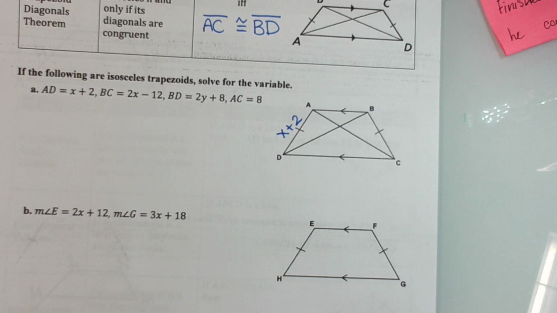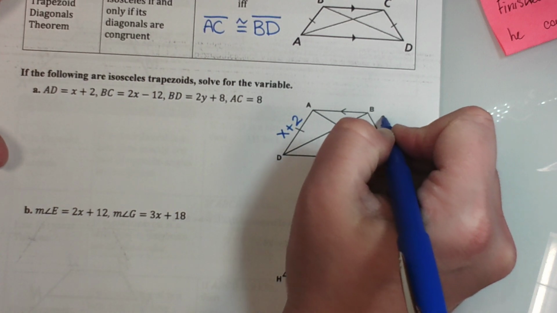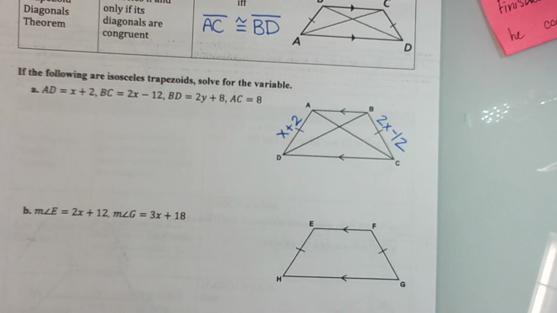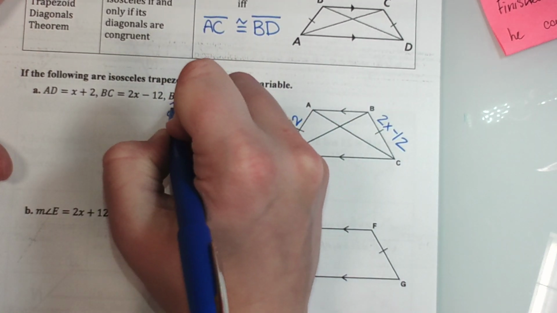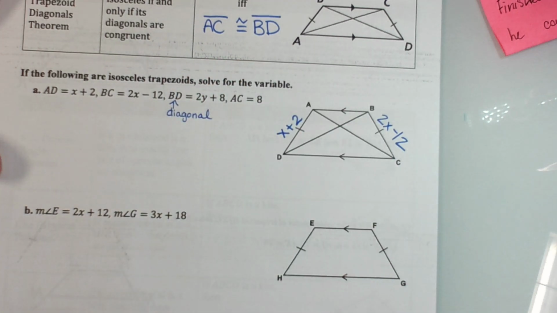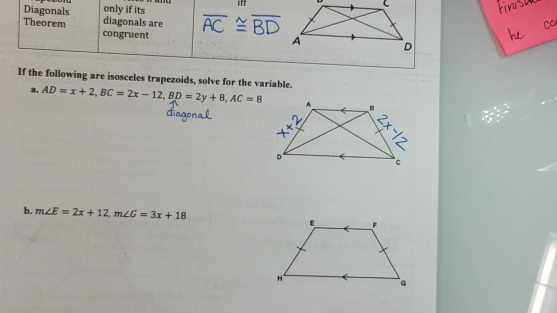BC is 2x minus 12. Again, angle, side, diagonal, or part of a diagonal? It's a side again. Specifically, it's the other leg, 2x minus 12. BD is 2y plus 8. Side, angle, diagonal, or part of a diagonal? BD, corner to corner, not right next to it, all the way across, that is a diagonal, which is not easy to mark on the shape, so I just draw an arrow to it, say, hey, that's a diagonal. What about AC? Because AC is 8. Also a diagonal.